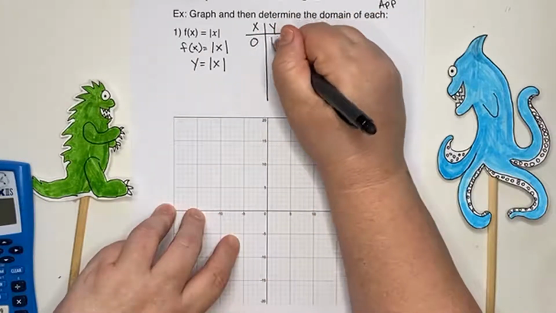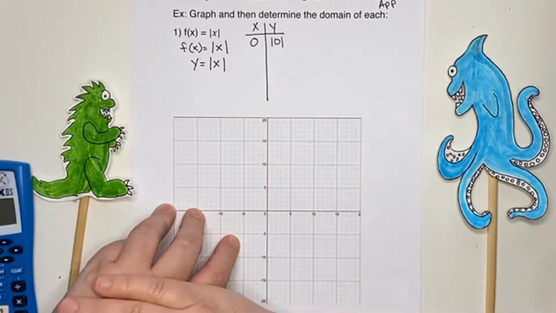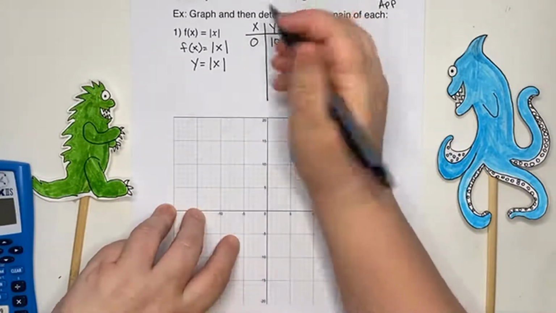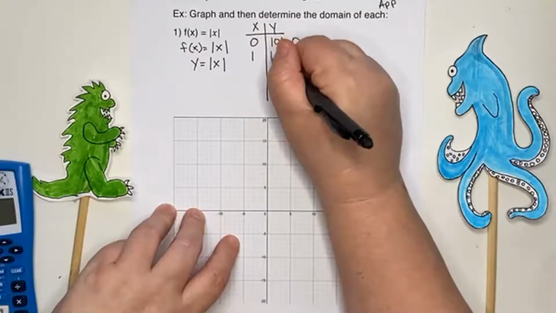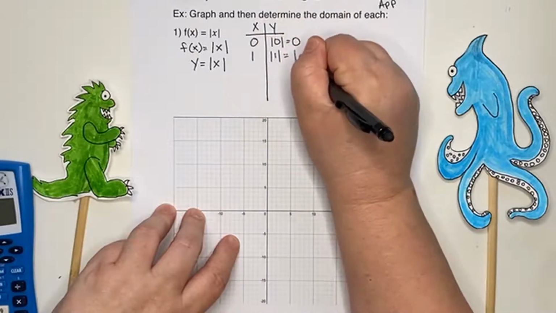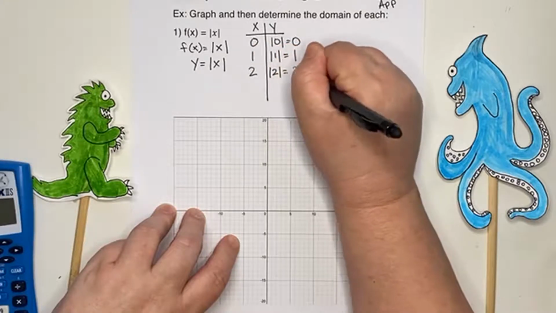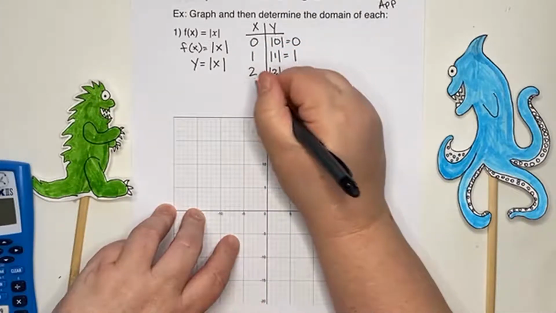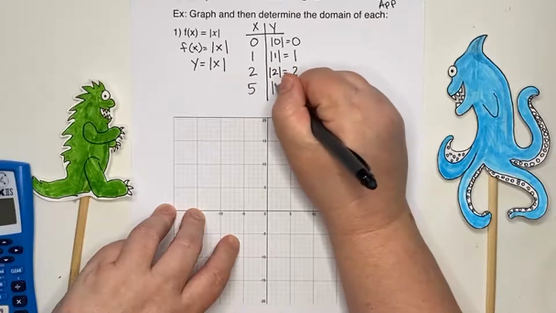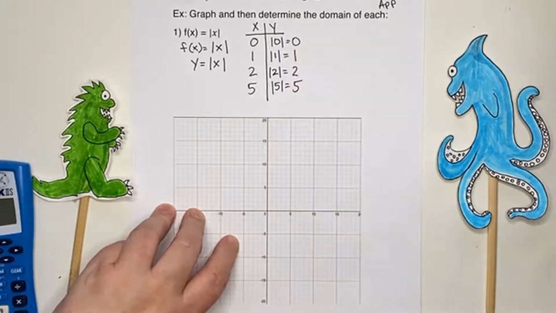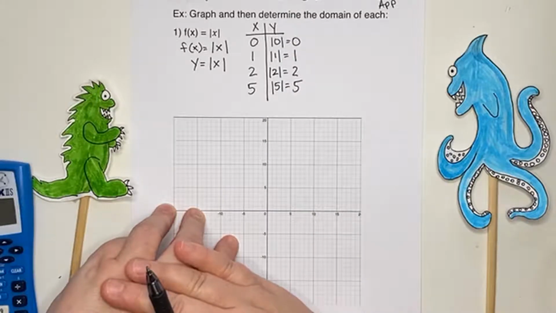y is going to be the absolute value of 0, which is 0. Then when x is 1, y is the absolute value of 1, which is 1. When x is 2, y is the absolute value of 2, which is 2. And you can see this is going to keep going. 5, the absolute value of 5 is 5. You can try different numbers. You're allowed to jump around a little bit if you'd like.